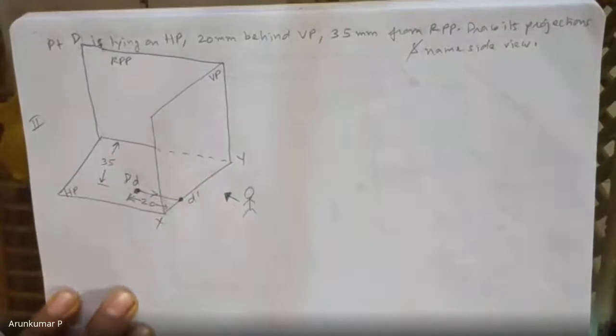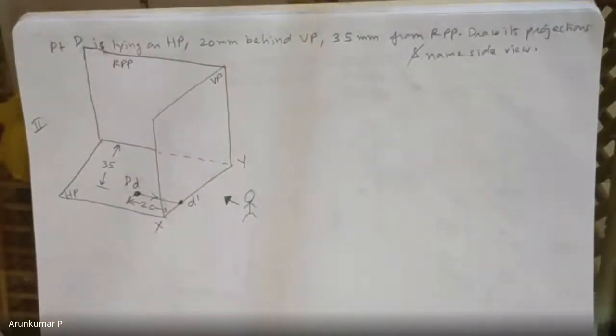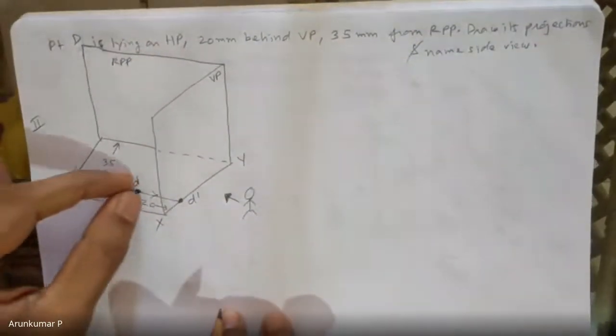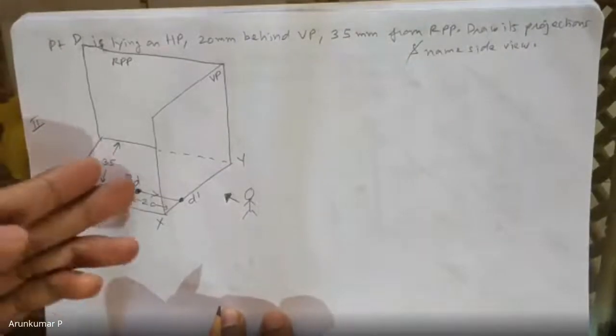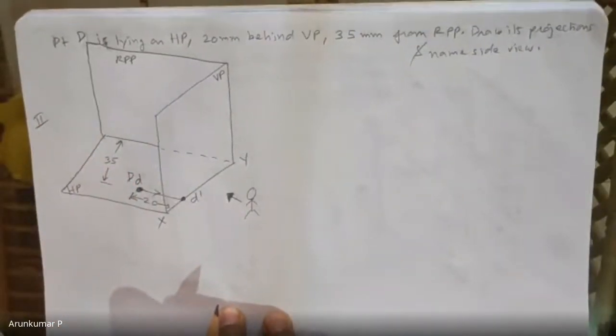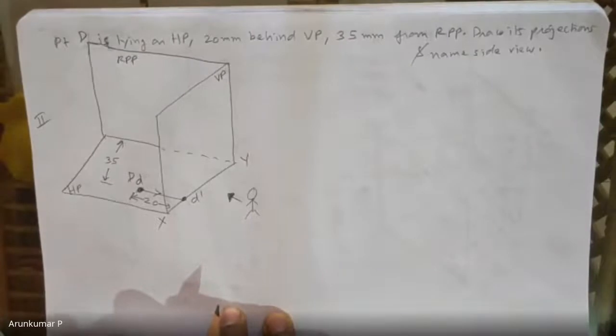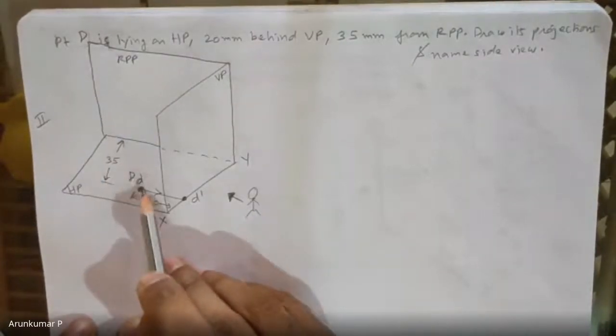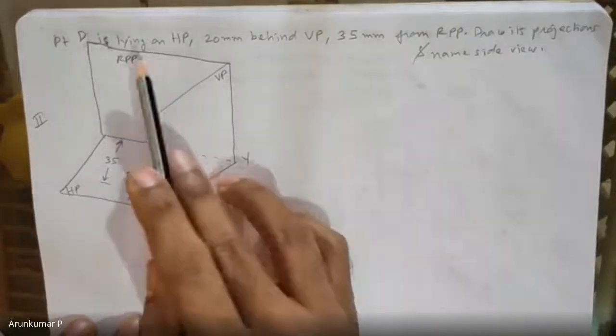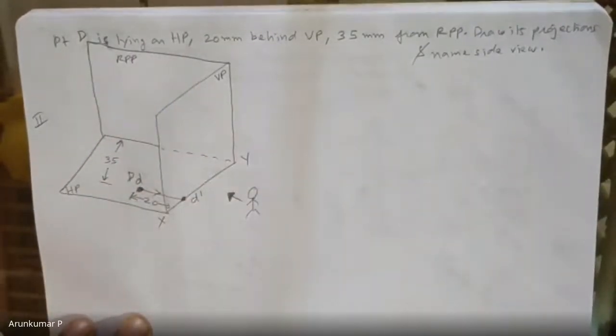Same location. When the point itself is on HP, if you look from the top, you are going to see the point there only. So the point and the top view are at the same location because the point is on the horizontal plane.